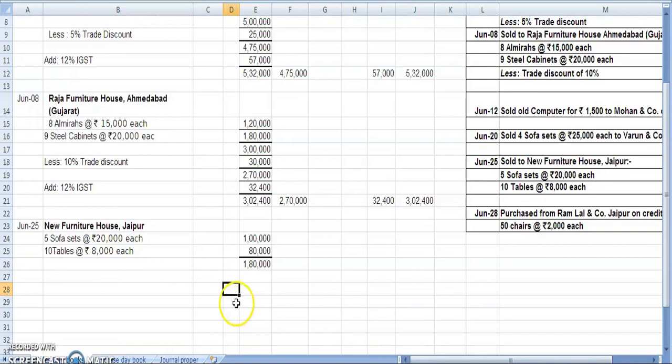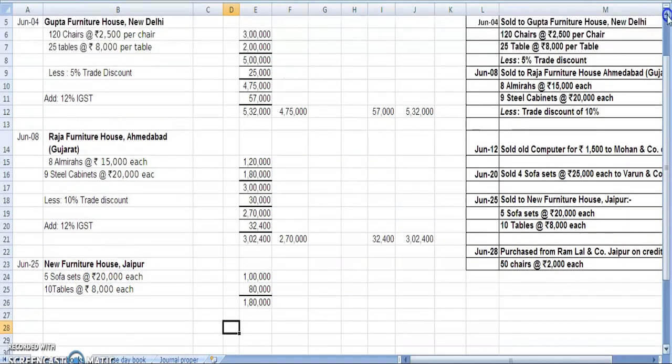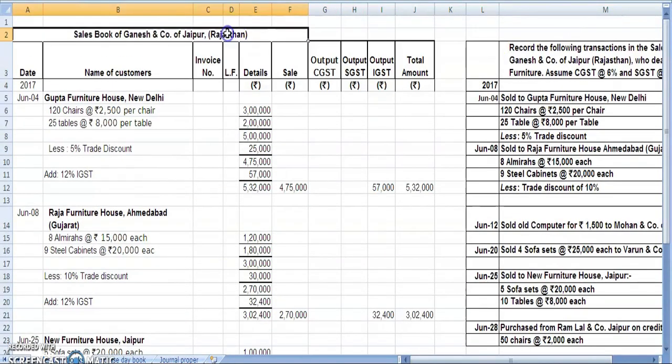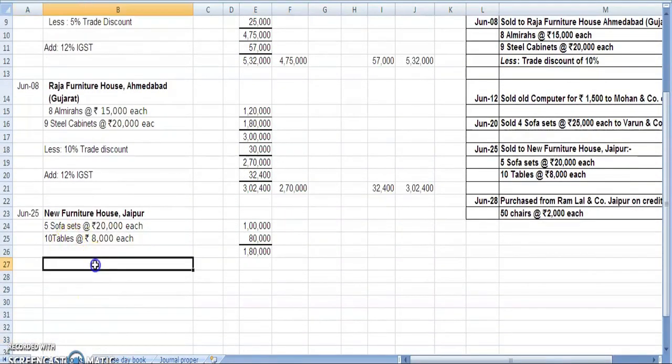Okay. Now what we'll do is, there is no discount, but there is intrastate, Jaipur, and he's also from Jaipur. Okay. Ganesh is from Jaipur and New Furniture House is also in Jaipur. So we'll write here, add 6% CGST and add 6% SGST. So 6% of 1,80,000 is 10,800.